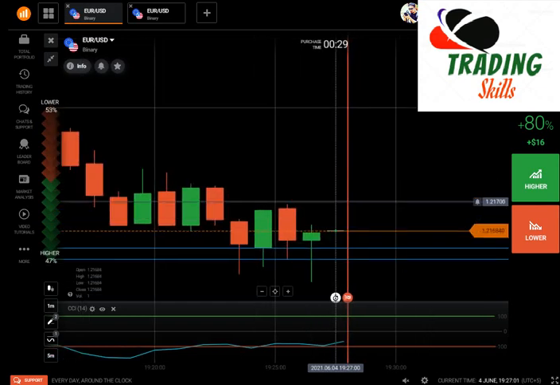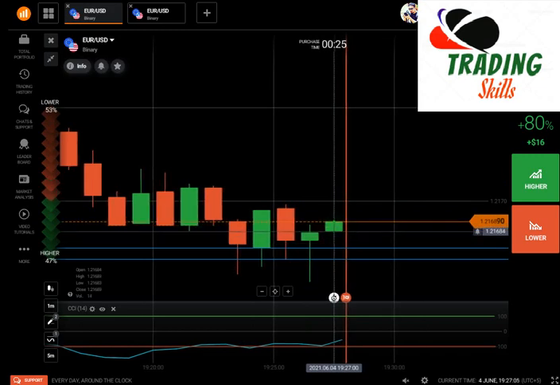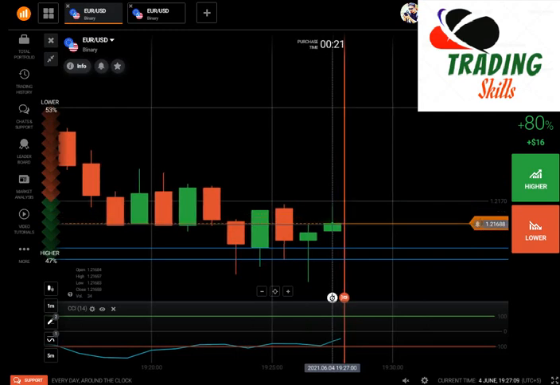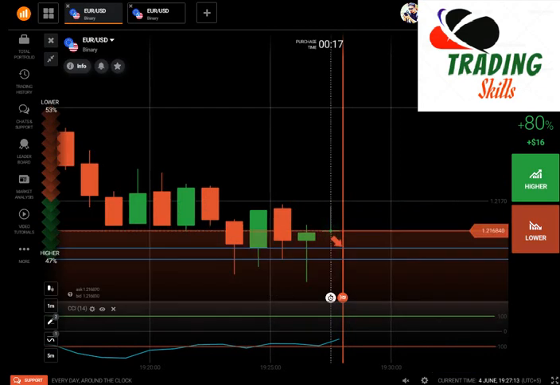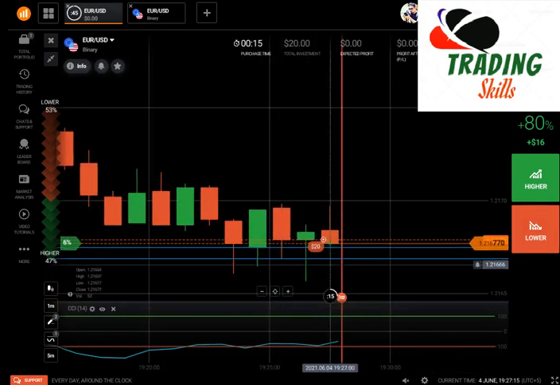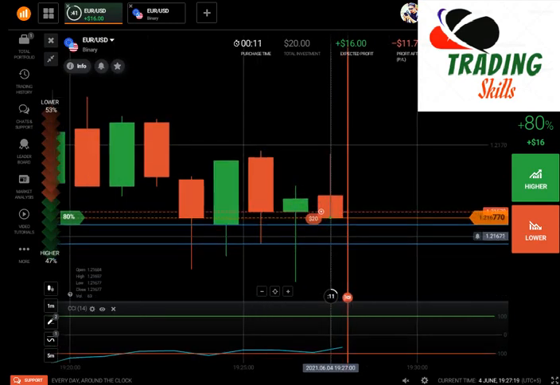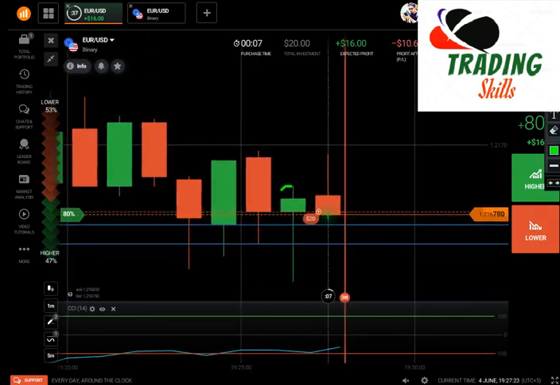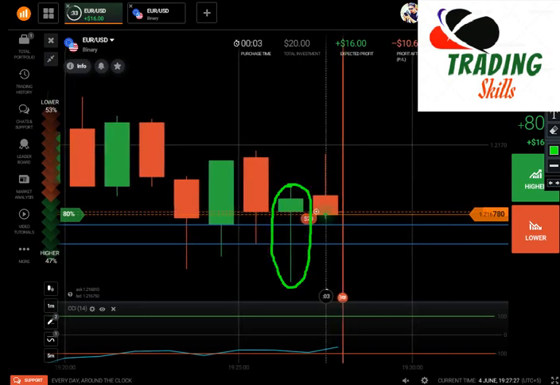So now you can see here the market is trying to go up, but we need to take our trade. Okay, now I have taken my trade here in a down direction. So as I told you, we are talking about the continuation sign. So this candle, this bullish candle, is a sign of continuation.